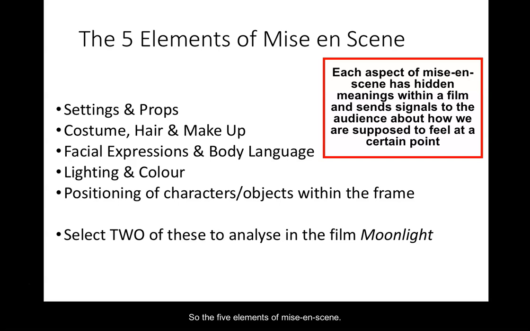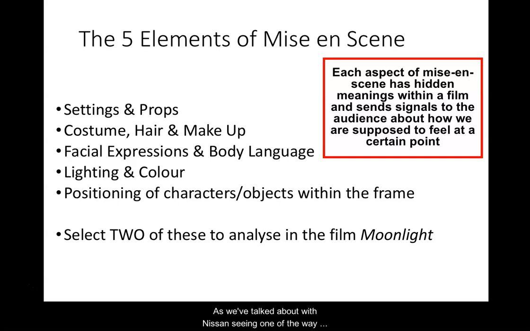So, the 5 elements of mise en scene, all right? When you write your research paper, you will select 2 of these to analyze in the film Moonlight. So let's look at the 5 elements of mise en scene. We have settings and props, costume, hair, and makeup, facial expressions and body language, lighting and color, and the positions of characters and objects in a frame.